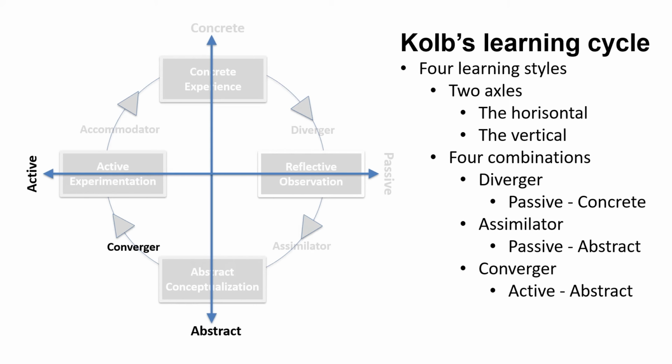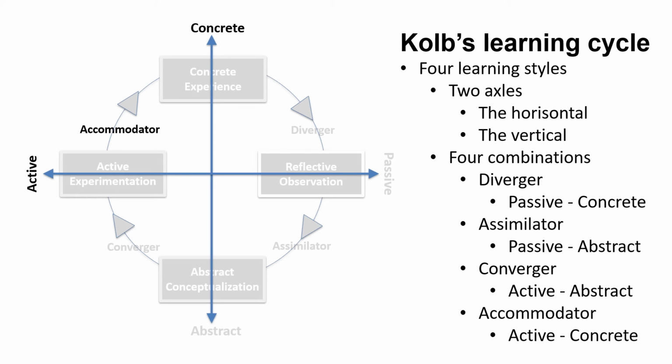The Converger is placed in the lower left corner of the model and is a combination of active and abstract. The Converger emphasizes the practical application of ideas and solving problems, likes to be involved in decision-making and problem-solving ideas. A Converger prefers technical problems over interpersonal issues.